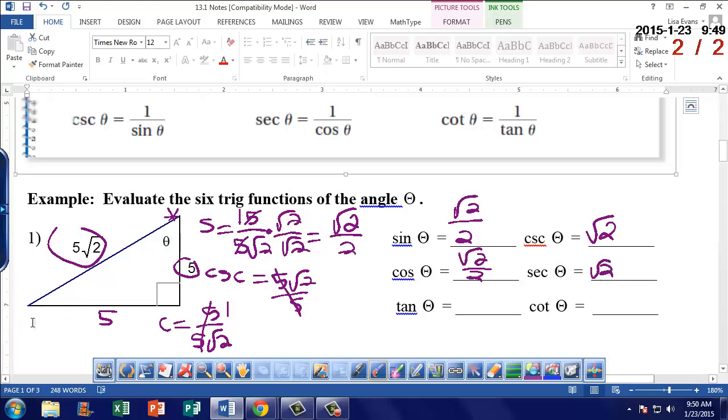Now tangent is going to be opposite over adjacent. So 5 over 5 reduces to 1, and cotangent is the reciprocal of that, which is also 5 over 5, which is 1. Okay, now we're going to be given a trig function.